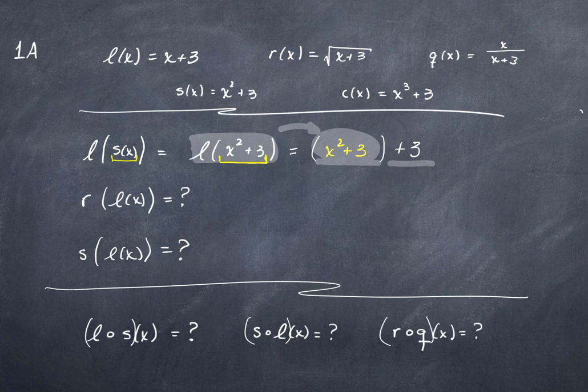I could do this with any of my functions. For example, I could do C circle Q. I could do C circle R. I could do S circle L. I could do S circle Q. I could do R circle S. I could do any pairing, any combination. So see if you can figure out what this notation might mean based on what we've been doing.